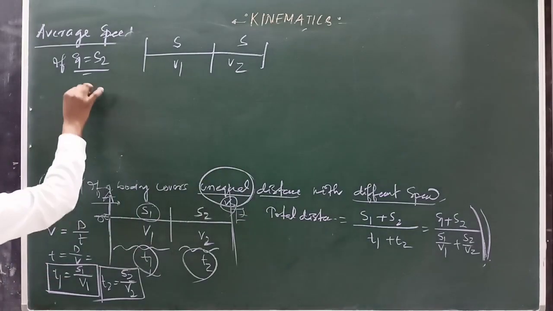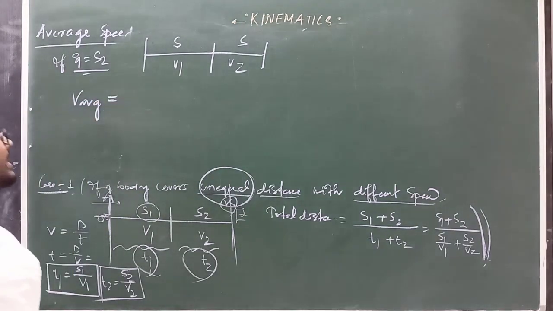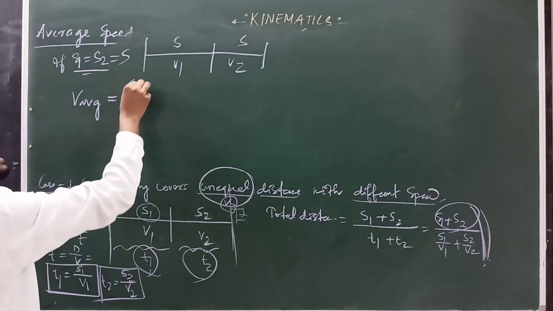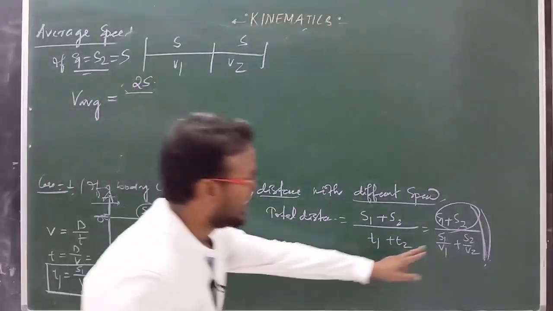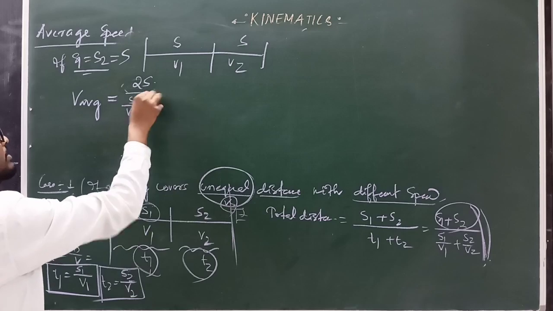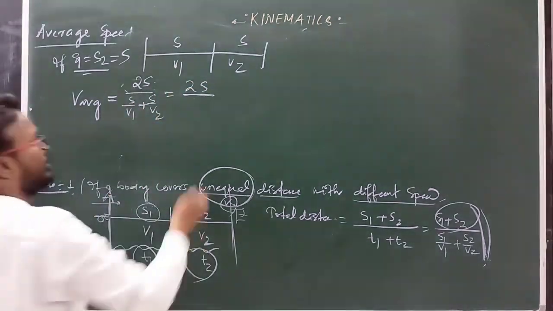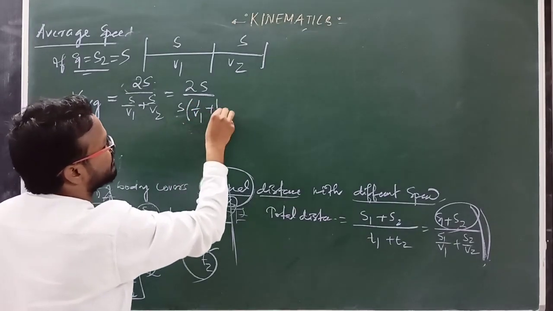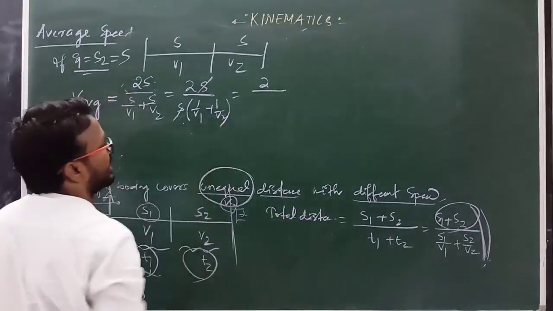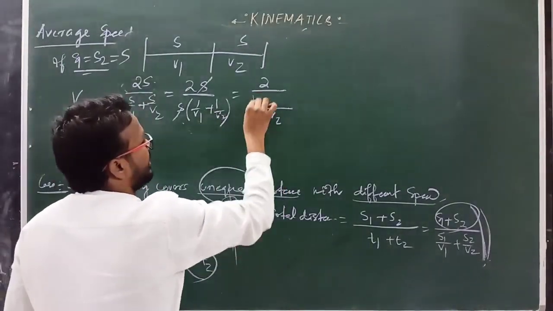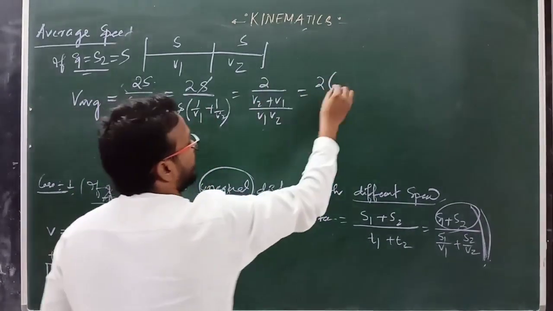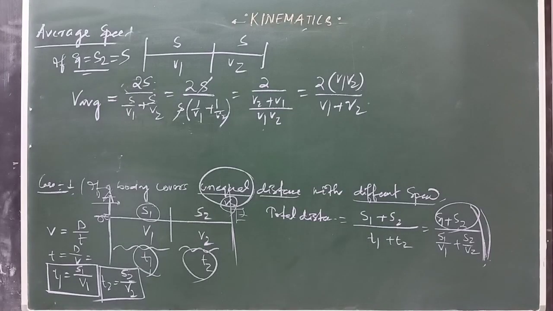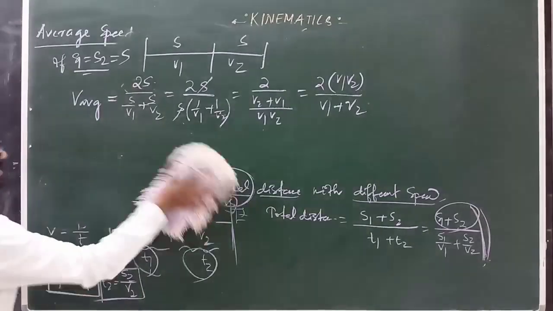So this expression can be written as V average, or average speed, equal to total distance S1 plus S2, which is S plus S, meaning 2S, divided by S1 by V1 plus S2 by V2. So S by V1 plus S by V2 equals 2S divided by... taking S common, 1 by V1 plus 1 by V2, S cancels, then 2 into V1 V2 divided by V1 plus V2. Clear? So this is the expression for calculating the average speed of a car using this concept.